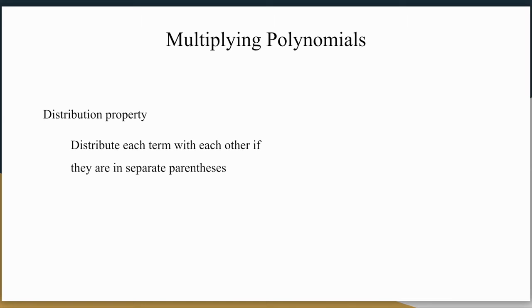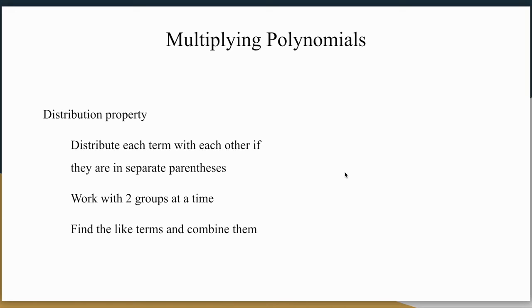Okay, so this will be clear when we go through with an example. Now, a tip is to work with two groups at a time, because sometimes there might be questions where you have to multiply 3 sets of polynomials, right? So 3 sets meaning that they're in 3 different parentheses. So working 2 at a time will be a lot easier than working with 3 all at once. Okay, and then after you do the distribution property, you're going to combine the like terms.